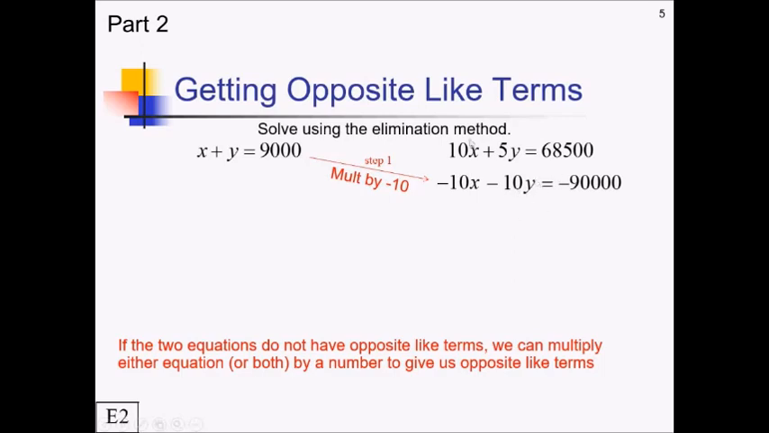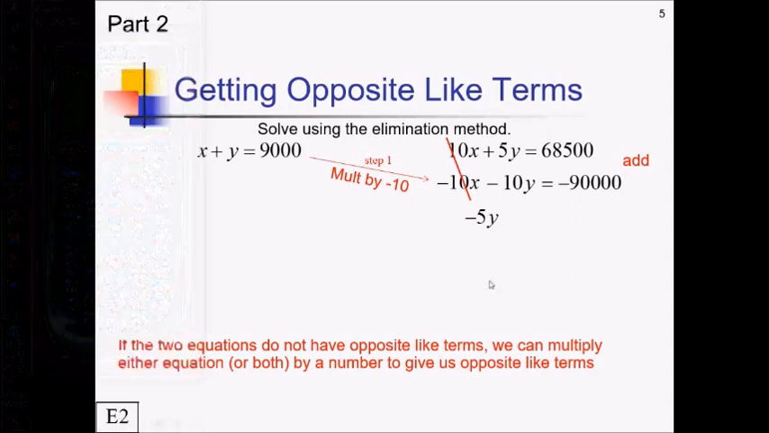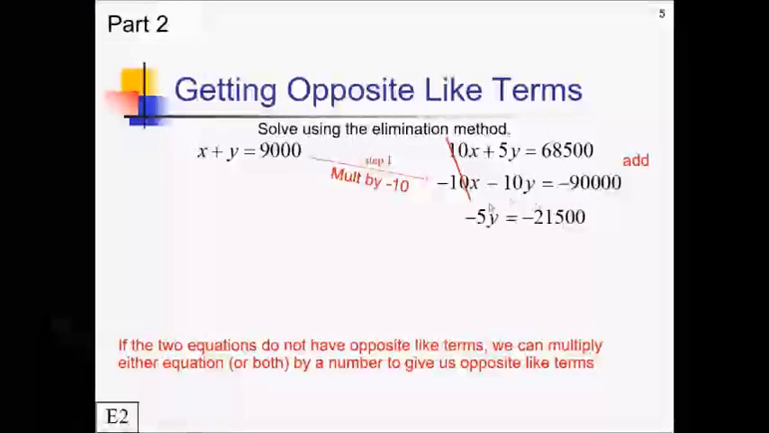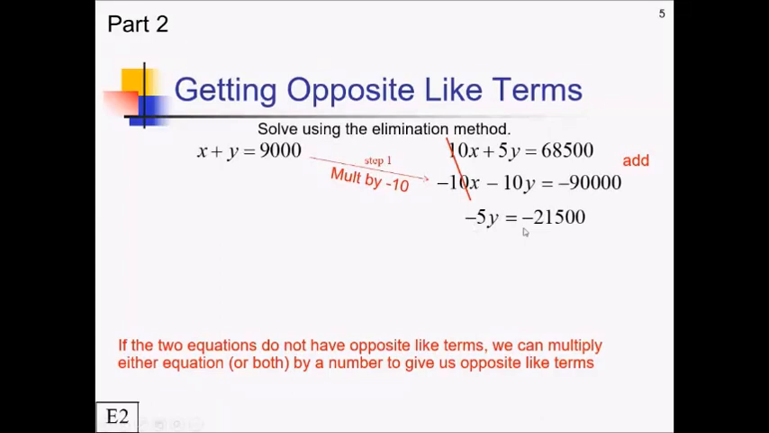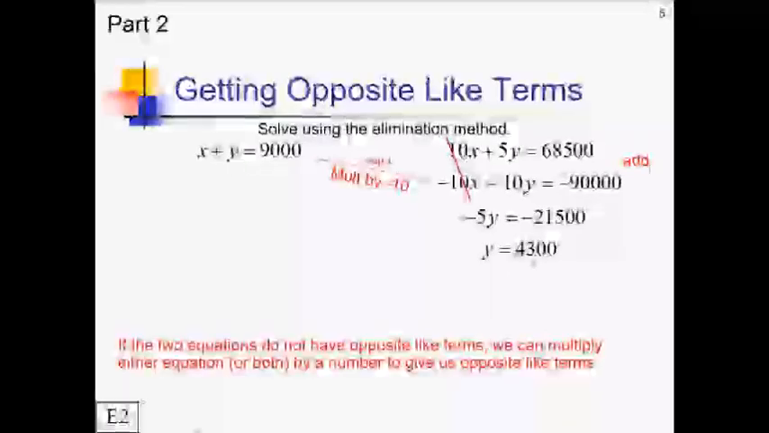All right, so hopefully you chose to add these equations together, because that was why we did this multiplication. That cancels out the 10x's. For the y's, we have negative 5y on the left side. And on the right side, I'm going to use the calculator. Crunching those numbers, that comes out to negative 21,500 on that side. And now I'm going to use the calculator again to divide that by negative 5. So going back to the calculator, divide by negative 5 to get 4,300. So that's my y value.